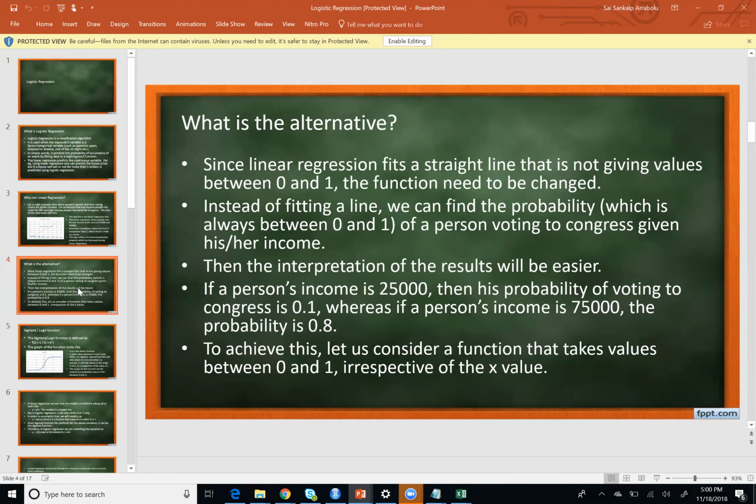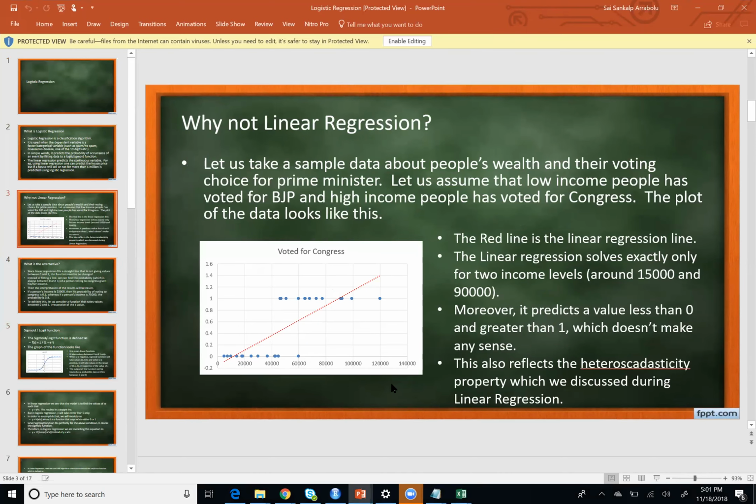So what is the alternative? Since linear regression tries to fit a line that is not giving values between 0 and 1, the function needs to be changed. It should not be a straight line. It should be something else. Instead of fitting a line, we find the probability, which is between 0 and 1, of a person voting for Congress given his income. You see his income here. It's whether he'll vote for Congress or whether he'll vote for BJP.